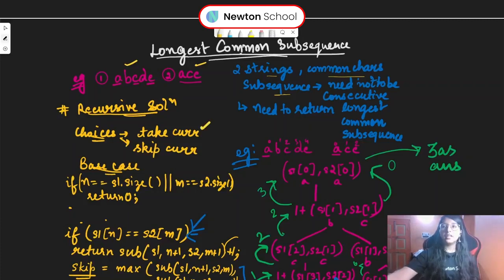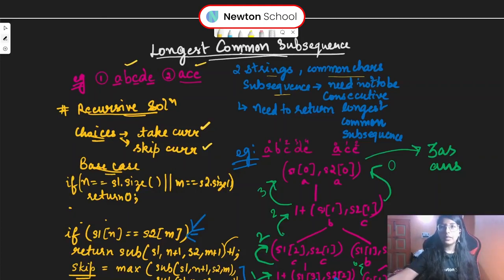So that is, either we are required to take it or we need to skip it. That is the thing which we are required to check in this. So this is the first thing which we are required to do in a recursive solution. Now comes the next part, and that part is the base case. What is the base case of this question?